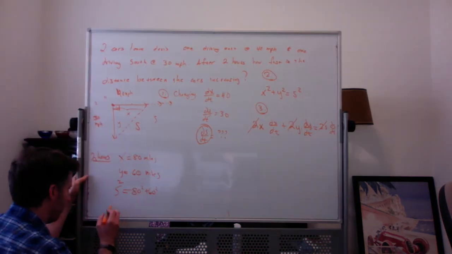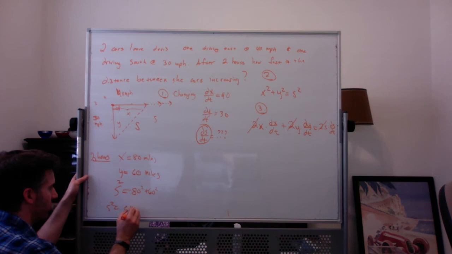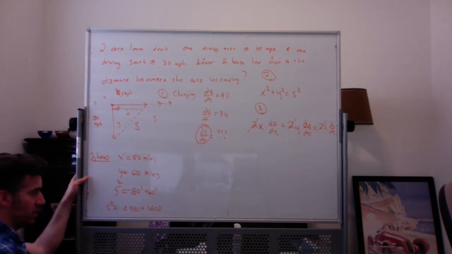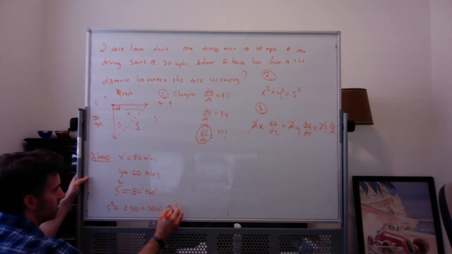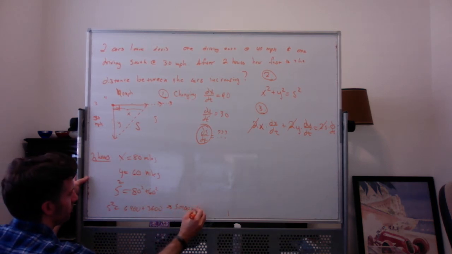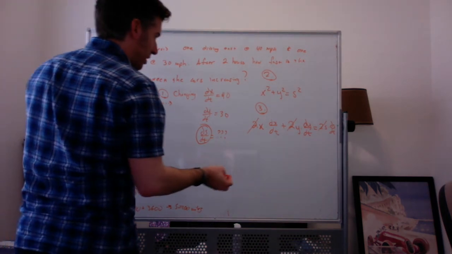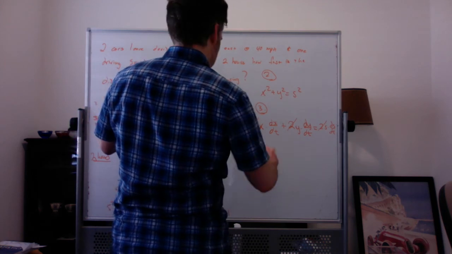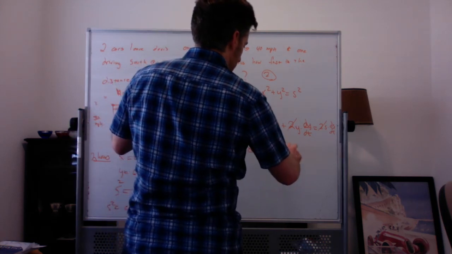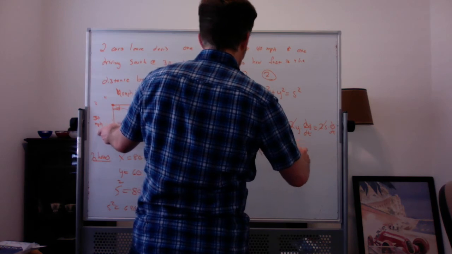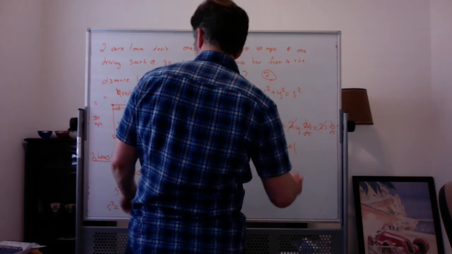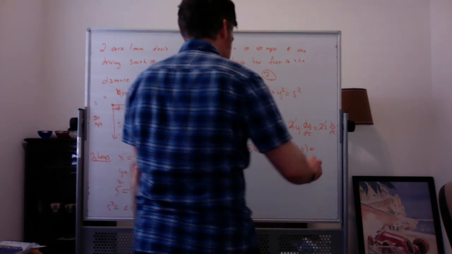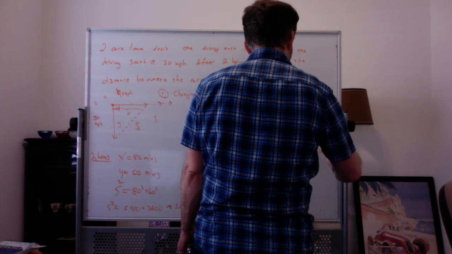You can also do the math, right? 80 squared is 6,400. 60 squared is 3,600. Those add up to 10,000, which has a square root of 100. So s is equal to 100 miles. So now I can plug in for everything, right? x is 80. dx/dt is 40. y is, sorry, y was 60, not 30, right? y is 60. dy/dt is 30. And s we found to be 100. And we can solve for ds/dt.